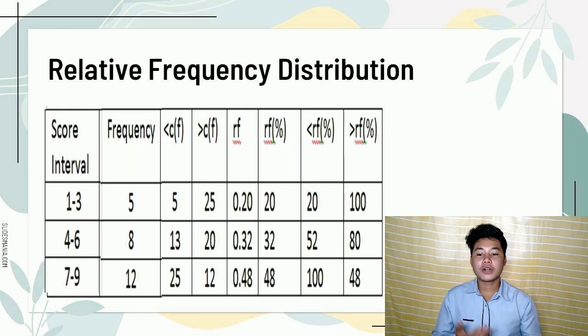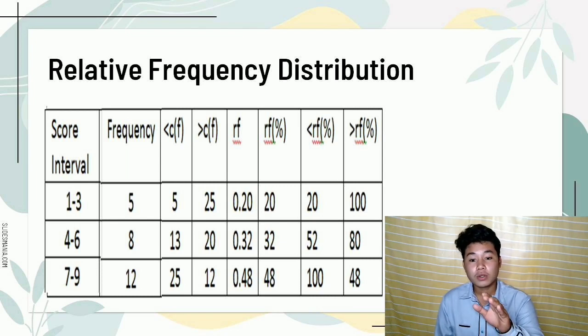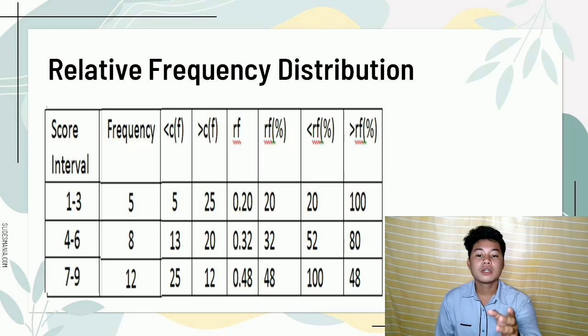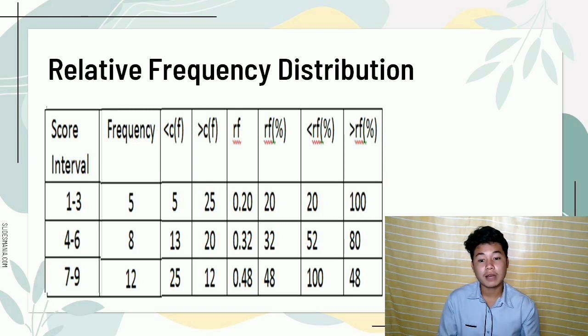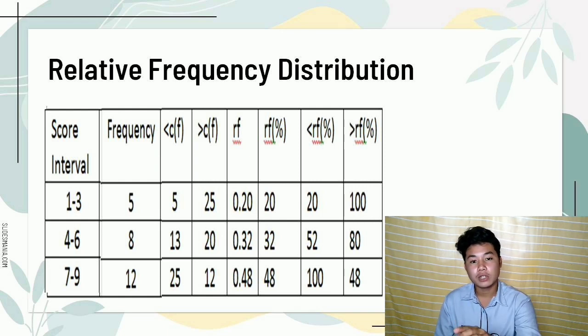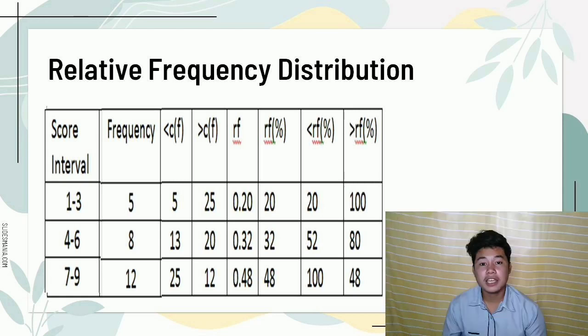To solve for our less than and more than relative frequency distribution, the same process will be applied. So we just copy the preceding number, which is 20. 20 plus 32 is equal to 52, and then 52 plus 48 is equal to 100. The same process, we start at the bottom. We need to copy the preceding number, which is 48. So 48 plus 32 is equal to 80, and then 80 plus 20 is equal to 100%. It makes sense because overall the total will be 100%.